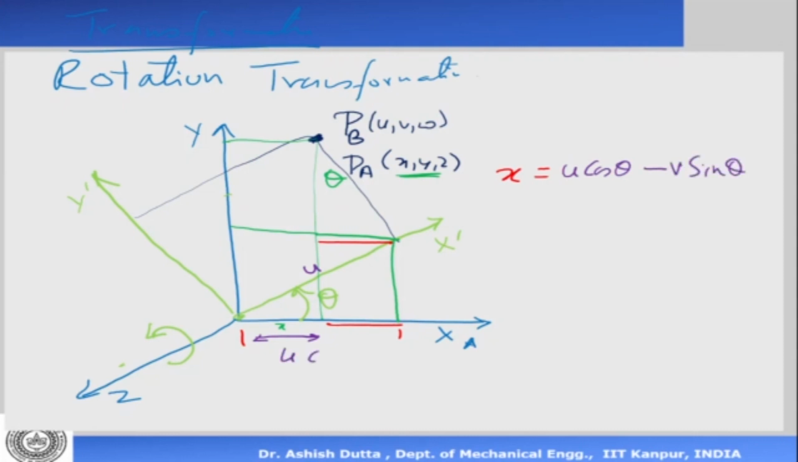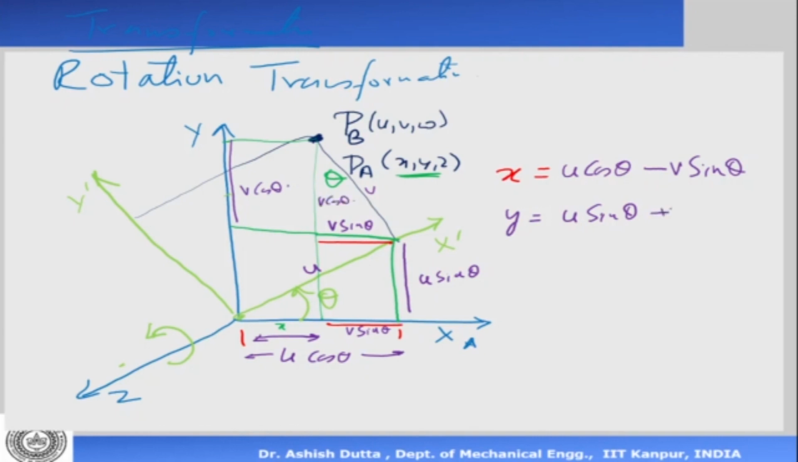What is u cos theta? U cos theta is this full distance. And what is v sin theta? This is my v, with this theta, so this is v sin theta. So you can see the total distance x is equal to u cos theta minus v sin theta. That's the red one. What is y? Y is equal to u sin theta, which is this much, plus this much, which is v cos theta.